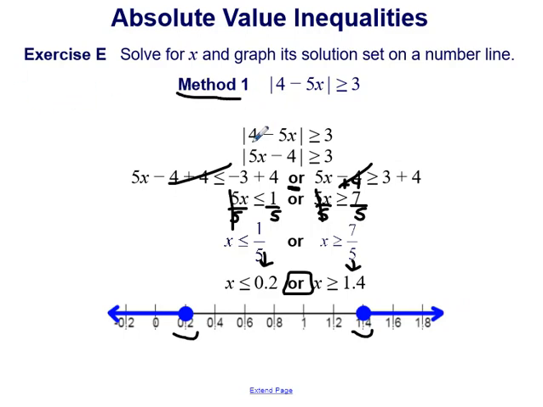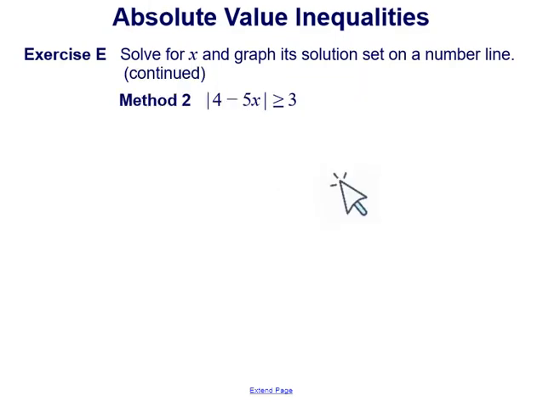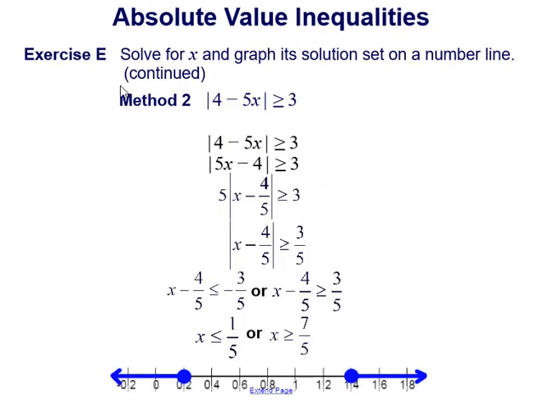This is the first method. All we did was rewrite 4 minus 5x as 5x minus 4. Now here, we are factoring out a factor of 5. We are creating a to be 1. So we have 4 minus 5x. We're still rewriting it as 5x minus 4, but we're dividing by 5. And we're taking that out of the absolute value to have 5 times the absolute value of x minus 4/5 is greater than or equal to 3. Now, if we divide both sides by 5, we get the absolute value of x minus 4/5 is greater than or equal to 3/5.